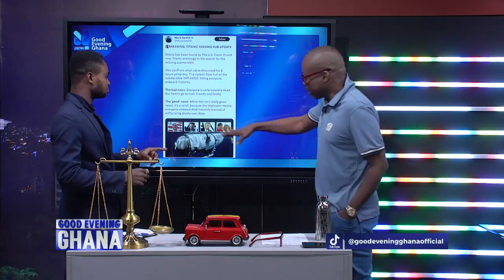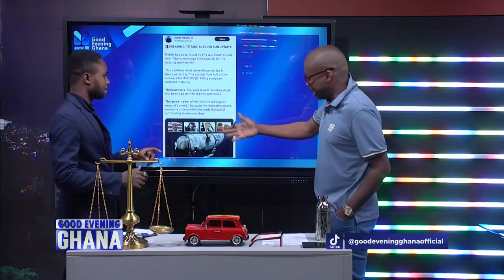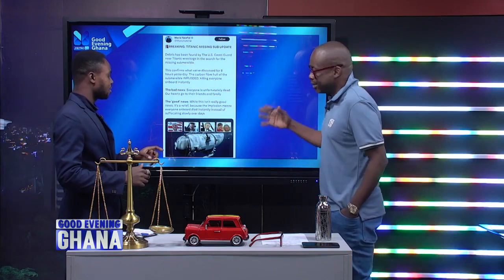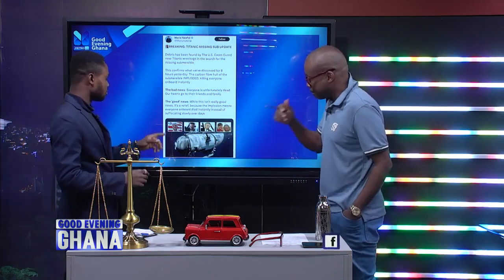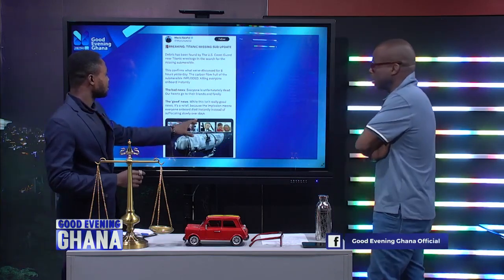I'm talking about the way they are speculating that they may have died, that it was just an implosion. Well, we can't be sure. But that's how the thing looks. This was the ship. We've got more pictures. All right, let's move on.